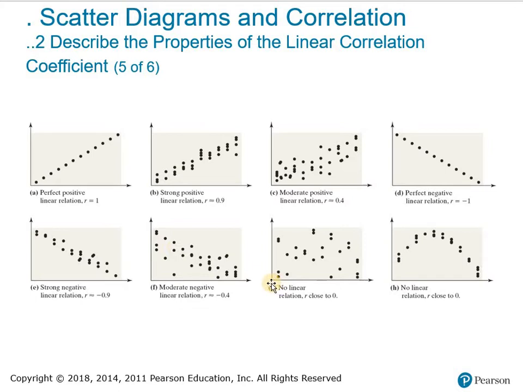The next one, number G, I cannot see any linear trends. The dots are all over the place.